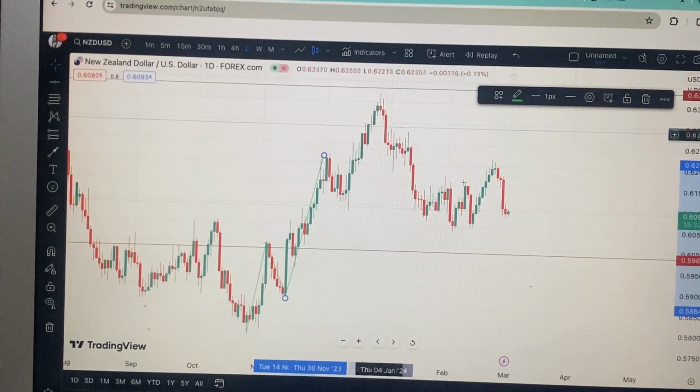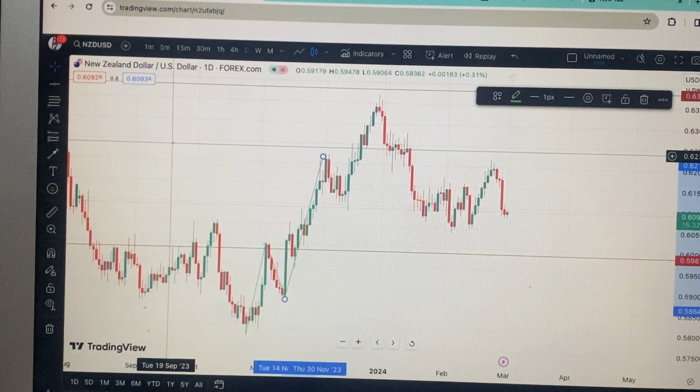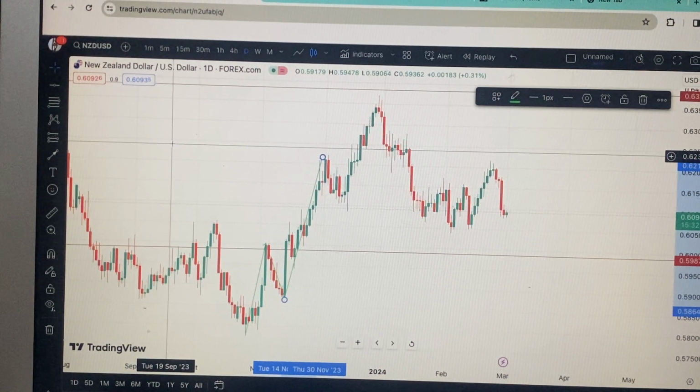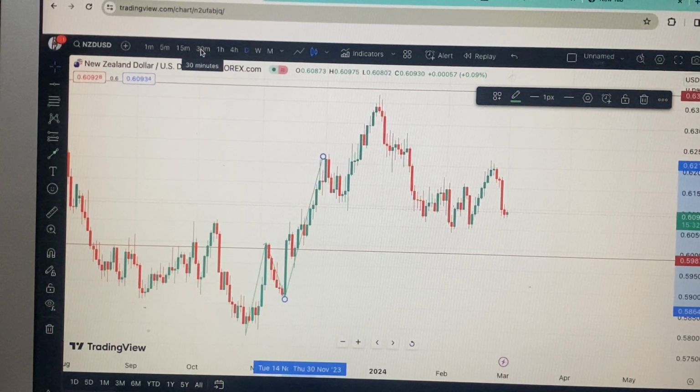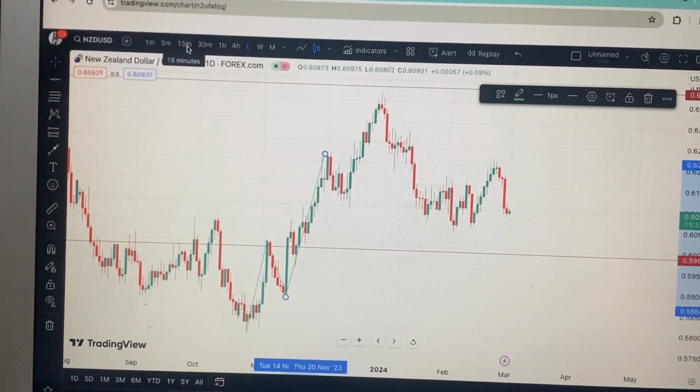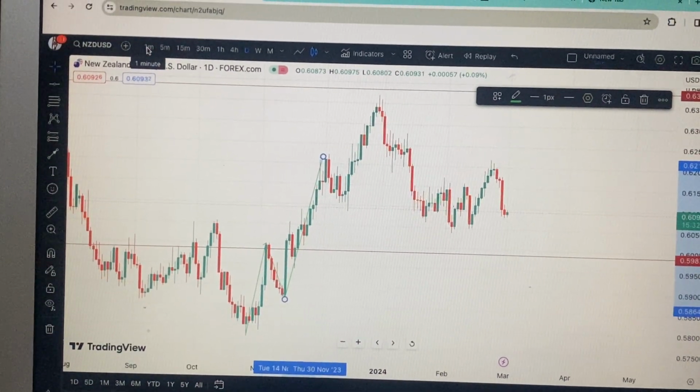It swings his trade. Then we have the intraday trader. I said that before. They trade from the daily time frame down to the 30 minutes. Scalpers, the ones that make fast profits, always trade from the 30-minute down to the 1 minute time frame.